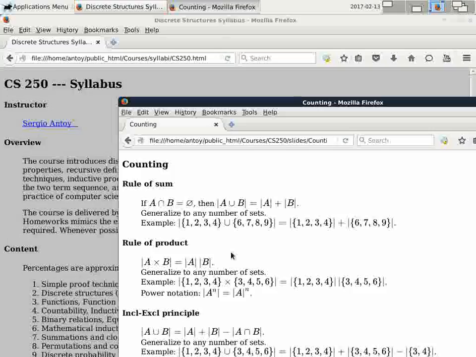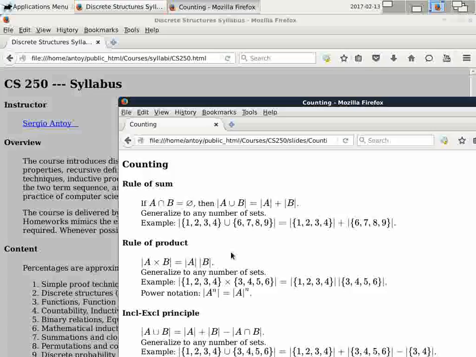We have some structures, and we want to count how many elements are in that structure. So the first one that is discussed there is the intersection of two sets. You have two sets, A and B, and below you have an example. And you want to know how many elements are in the union of these two sets.